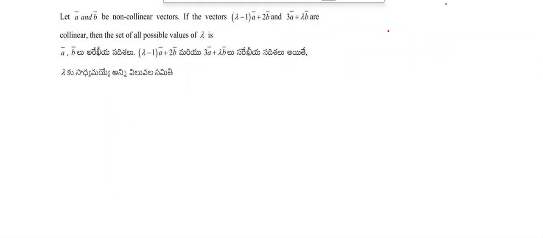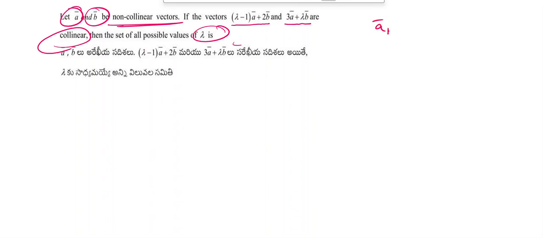This is the next problem from vectors. Here a bar and b bar are two non-collinear vectors. If the vectors lambda minus 1 into a bar plus 2b bar and 3a bar plus lambda b bar are collinear, then the set of all possible values of lambda is dash. Here these two vectors are given as collinear. If two vectors a bar and b bar are collinear, it means a bar is equal to some k into b bar. This is the formula.